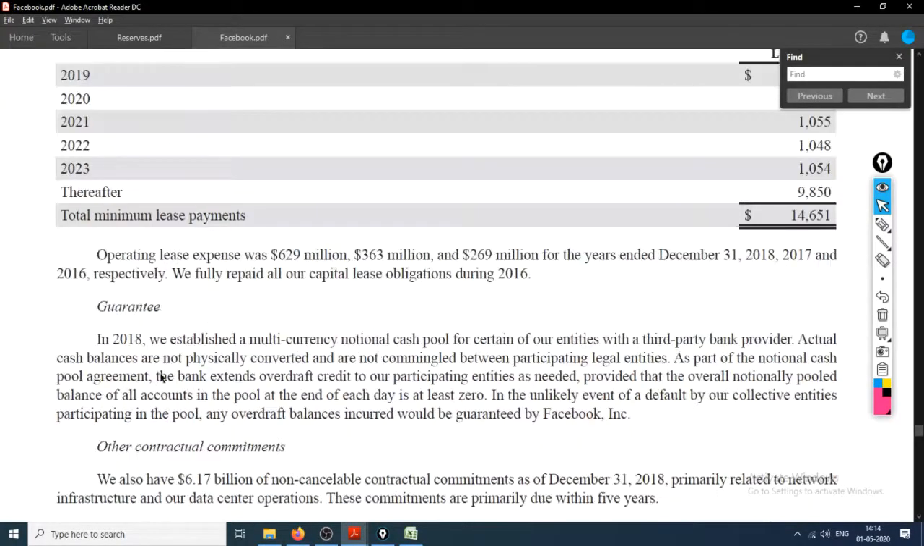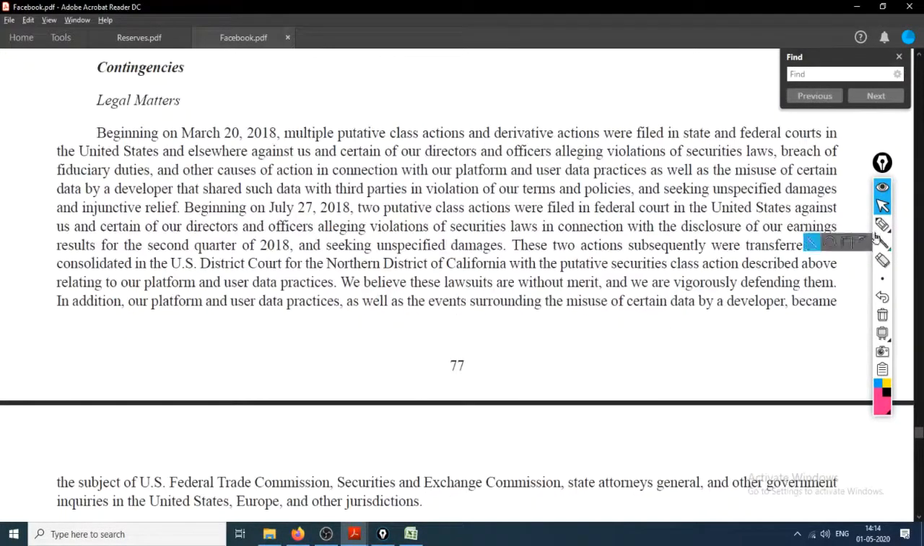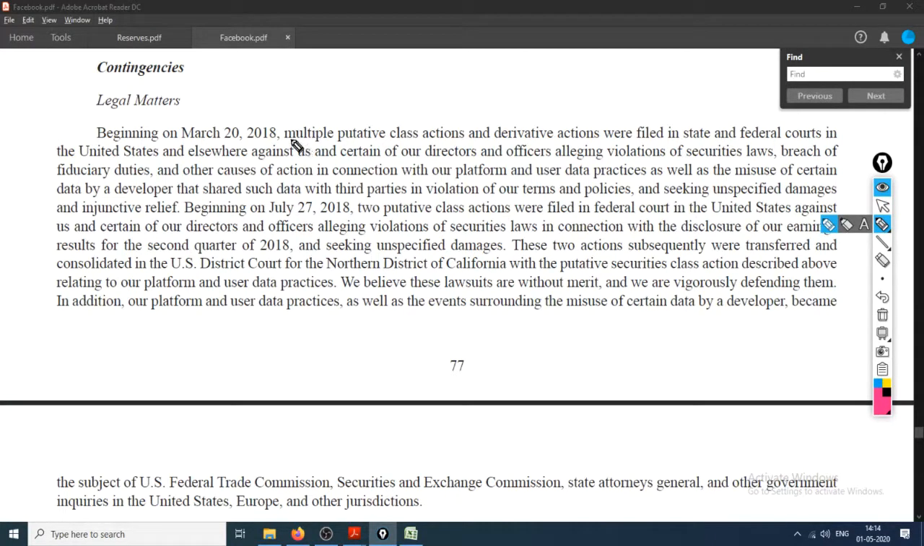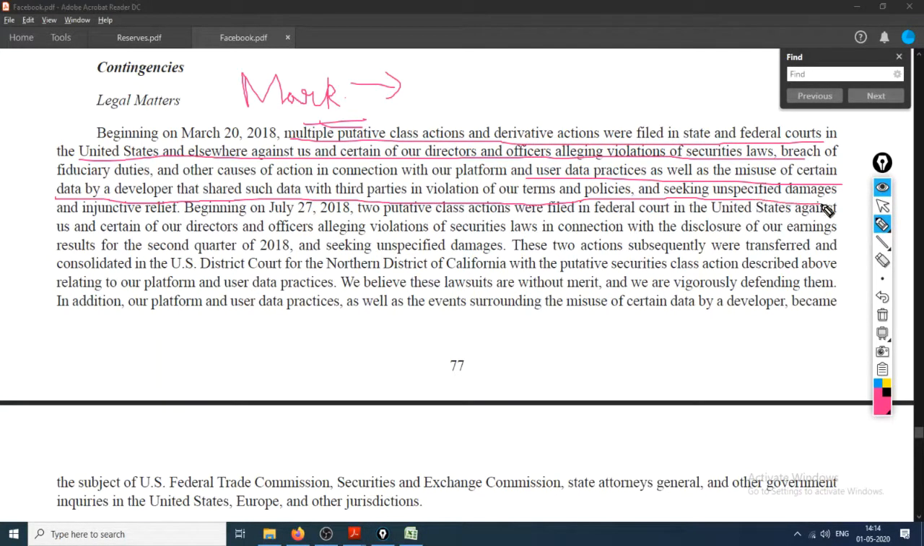Okay, commitments and contingencies. Right here, this case is against the directors of Facebook, that is Mark Zuckerberg. This is a famous case about user data practices as well as the misuse of certain data by a developer that shares such data with third parties in violation of our terms and policies, seeking unspecified damage and injunctive relief.